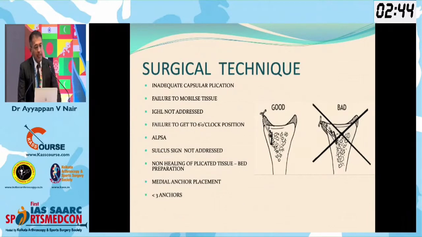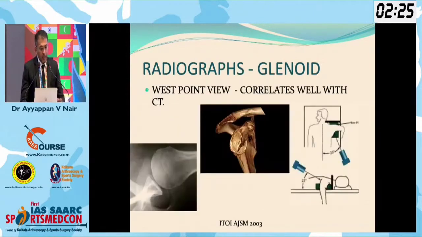Then please look at this picture. This shows that whenever we are putting anchors, the anchor should be put on the glenoid face, not on the medial side. That also helps in better plication. Then the number of anchors should always be more than 3. Three or fewer will fail. So these are the things we should keep in mind when we think about how to avoid failures.